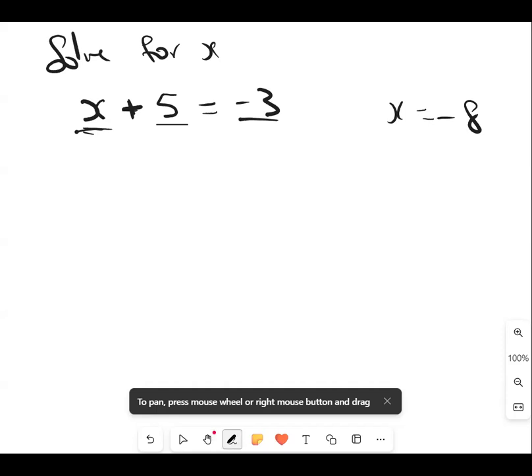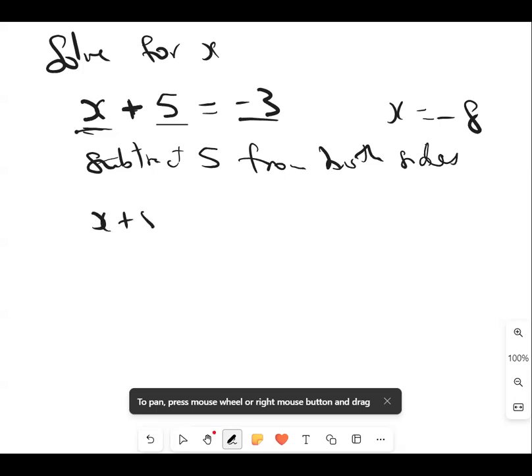So what we could do, you have x plus 5. We can actually subtract 5 from both sides. So you take x plus 5 minus 5 equals -3 minus 5. Remember, what you do to one side, you have to do to the other side. So you have x equal to -8.